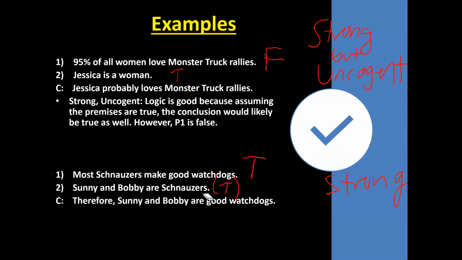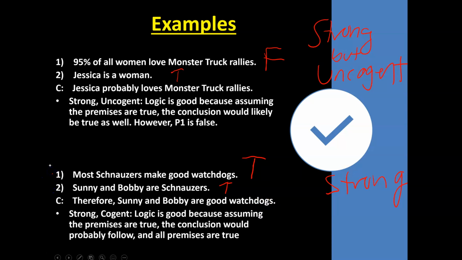Premise 2, Sonny and Bobby are schnauzers. I can attest to that. They're my schnauzers, so that's true. Okay, so take the parentheses out. That's true. So it's likely to be true that the conclusion follows. But more importantly, the argument's strong, and both premises are true, which makes the argument cogent.